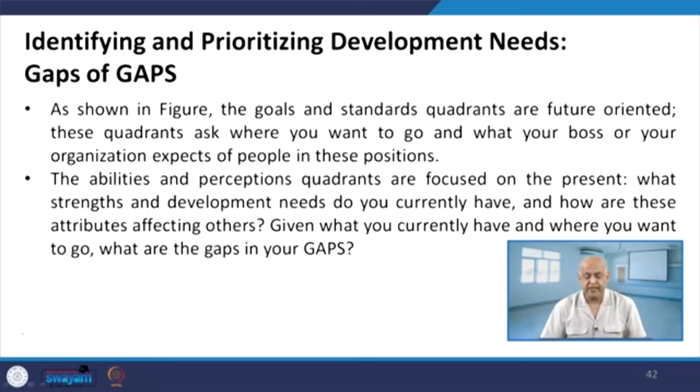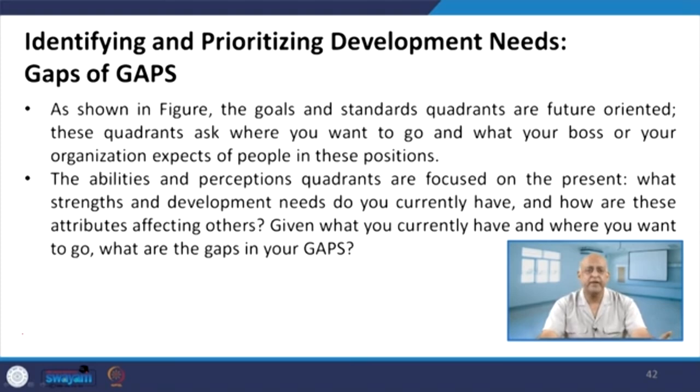So, goals and standards are future oriented. These quadrants ask where you want to go, and what your boss or your organization expects of people in these positions. Now, that is also something you have to see. Similarly, here I would also like to put one analogy with the family. Family is also expecting certain goals from you, and then you have to achieve those particular goals.